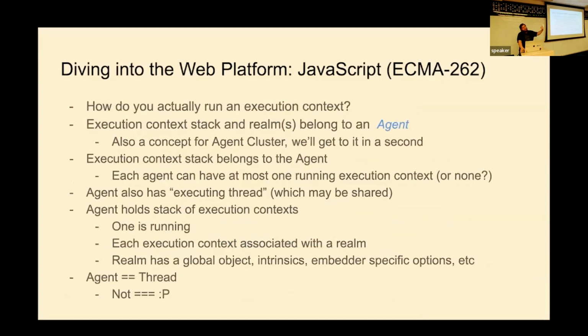Well, it happens through agents. And there's also an agent cluster, which we'll get to in a second. But this execution context stack belongs to the agent, where each agent has at most one running execution context. It has an executing thread, which can be shared. And each execution context is associated with a realm. Each realm has a global object, all of its intrinsics and vendor-specific objects. And an agent is essentially a thread. And it's not triple equals a thread, because it's not quite the same.